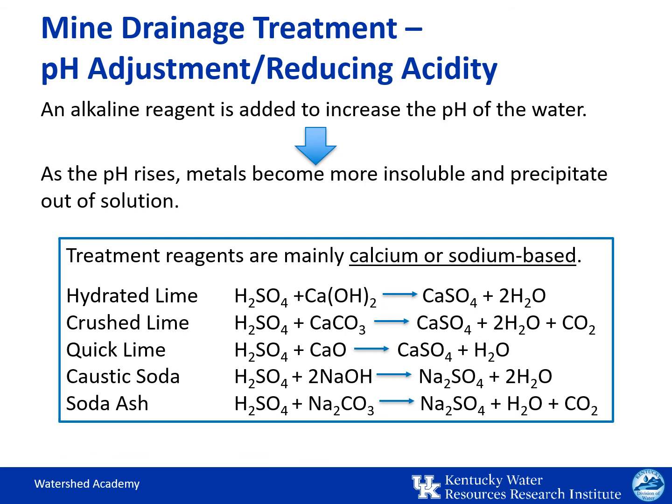Hydrated lime, calcium hydroxide, is the most commonly used reagent. It can be applied in dry or liquid forms and is relatively inexpensive. It is often used in situations where large volumes of acid mine drainage must be treated over a long period of time. That means greater than 3 years.